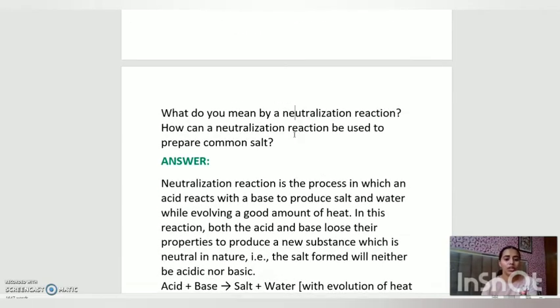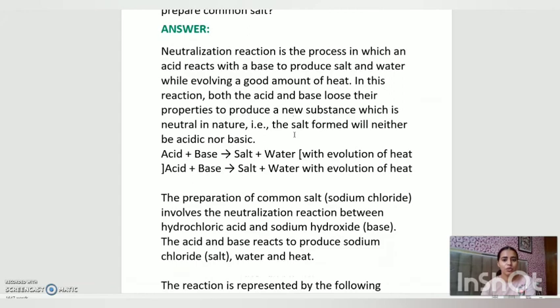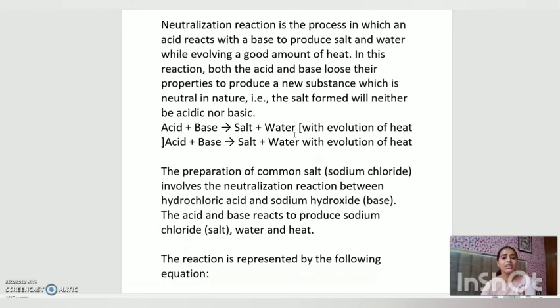So question number 2. What does question 2 say? What do you mean by a neutralization reaction? Now you have to explain the neutralization reaction. How can a neutralization reaction be used to prepare common salt? So the answer is, a neutralization reaction is the process, student, in which an acid reacts with a base to produce salt and water while evolving a good amount of heat.